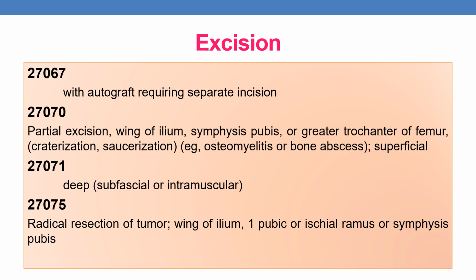And for radical resection of tumor, previously it was partial excision. Now it is radical resection of tumor, wing of ilium, one pubic or ischial ramus or symphysis pubis. The CPT is 27070.